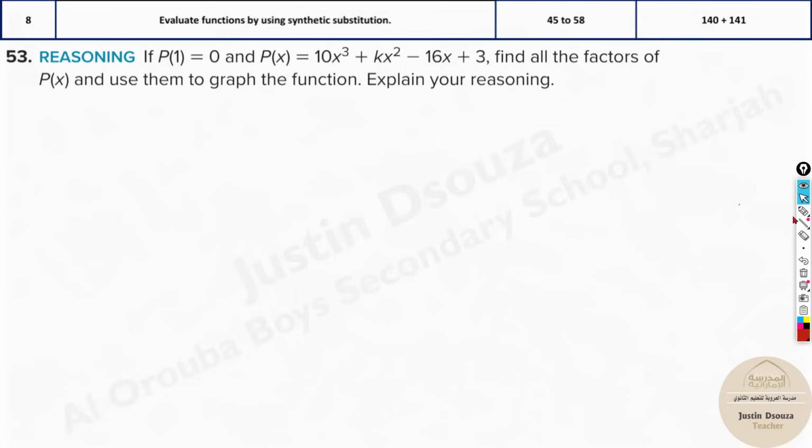So here what you can do is we have to do synthetic division itself. 10, k, minus 16, 3. Over here we have x value is 1. We will start. This goes down. It will be 10. 10 times 1 is again 10 over here. Over here add them up. It will be k plus 10. And again multiplied by 1, it will be k plus 10 itself over here. Add minus 16, so it will be k minus 6 over here.